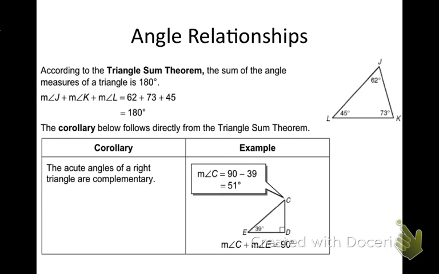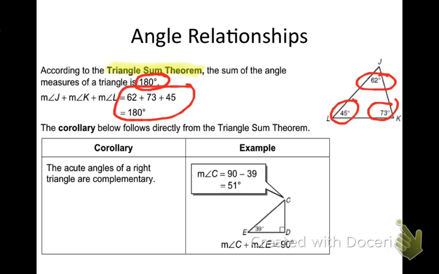The first angle relationship we're going to talk about is what's called the triangle sum theorem. Now, you should hopefully recall that the interior angles of a triangle add up to 180 degrees. So each of my individual angles will add up to a total of 180 degrees. Every time. Without a doubt, they will add up to 180.